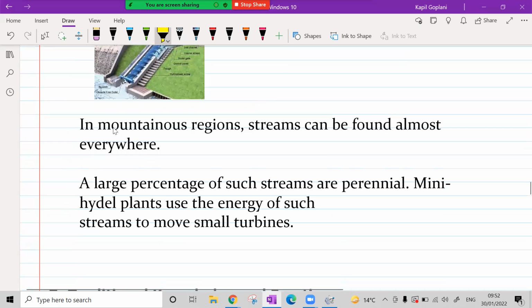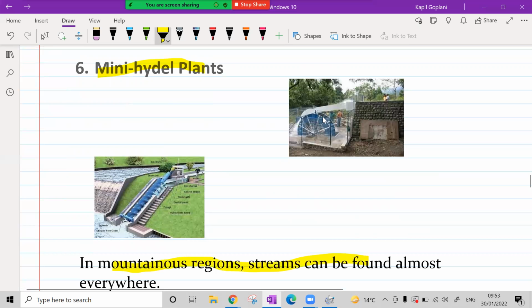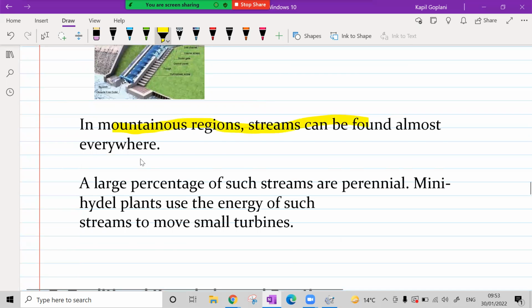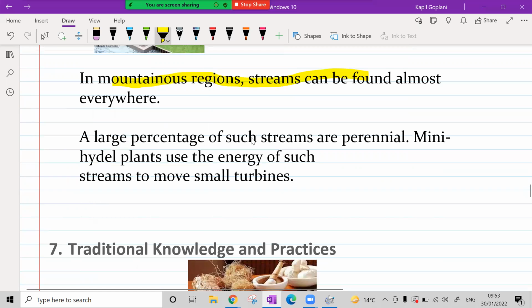In that natural flow, I can fit a turbine. You can see here that particular person has fit a turbine in the natural flow, and that turbine will help in the generation of electricity. A large percentage of such streams are perennial. What is perennial? Which is moving throughout the year. So a mini hydel plant can be set up and energy can be generated with the help of small turbines.